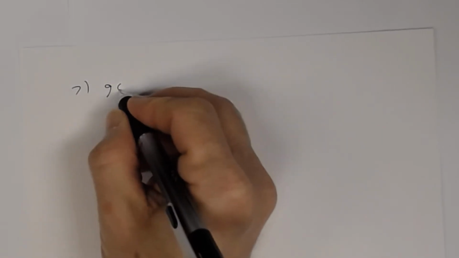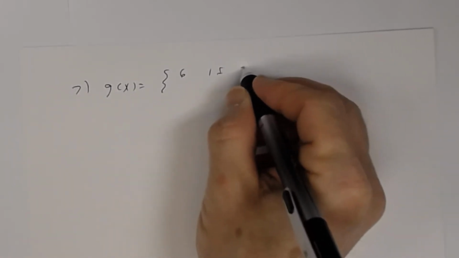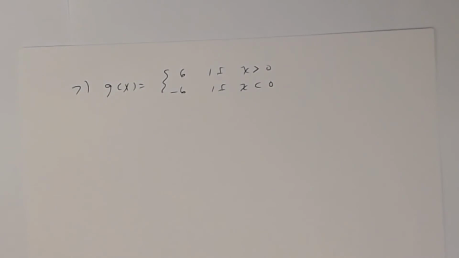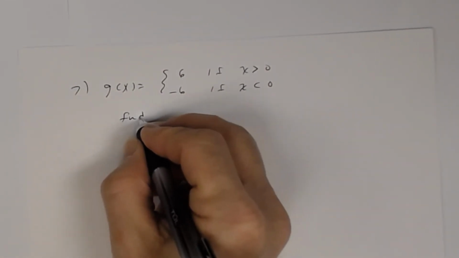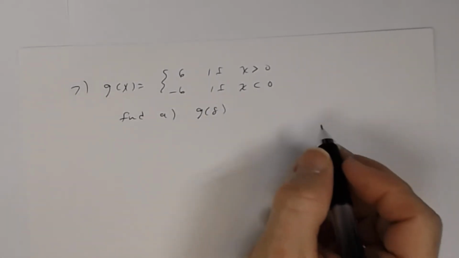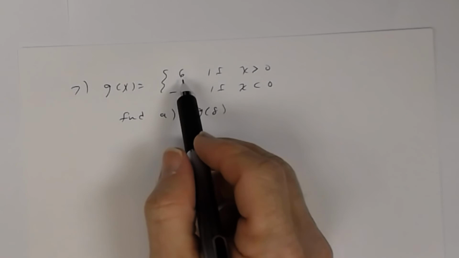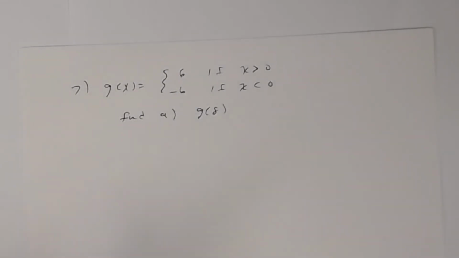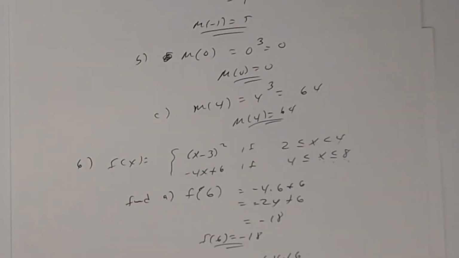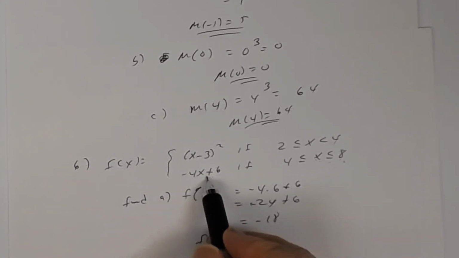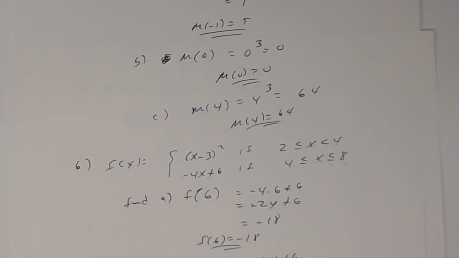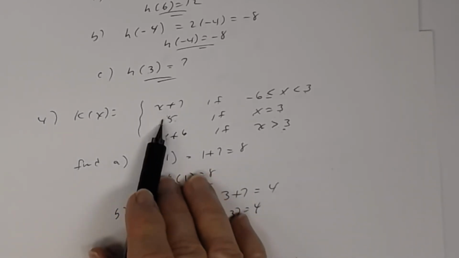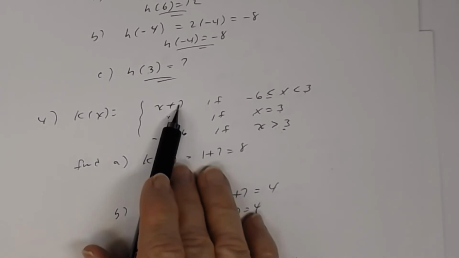We have g of x is equal to 6 if x is greater than 0, negative 6 if x is less than 0. Okay? All right, so let's suppose you want to find, let's say A, g of 8. So again, you can't use both of these, and notice also that none of these have variables in it. See, these are constants. See here in number 6, both parts had variables in it, so those are variable expressions.